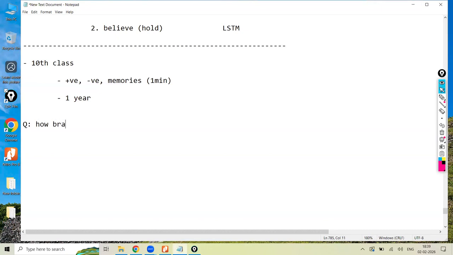How does the brain remember? How does the brain store those incidents or memories? Why will it not store other memories?